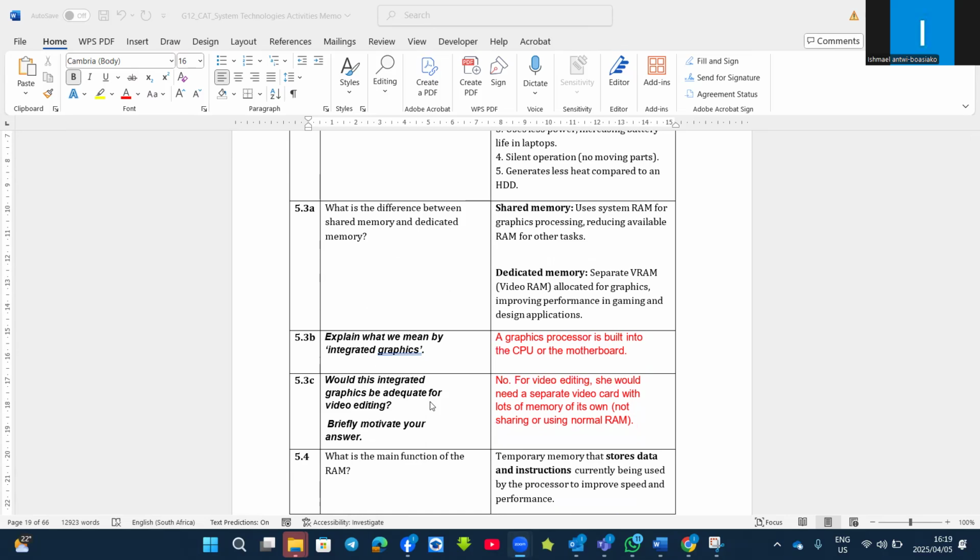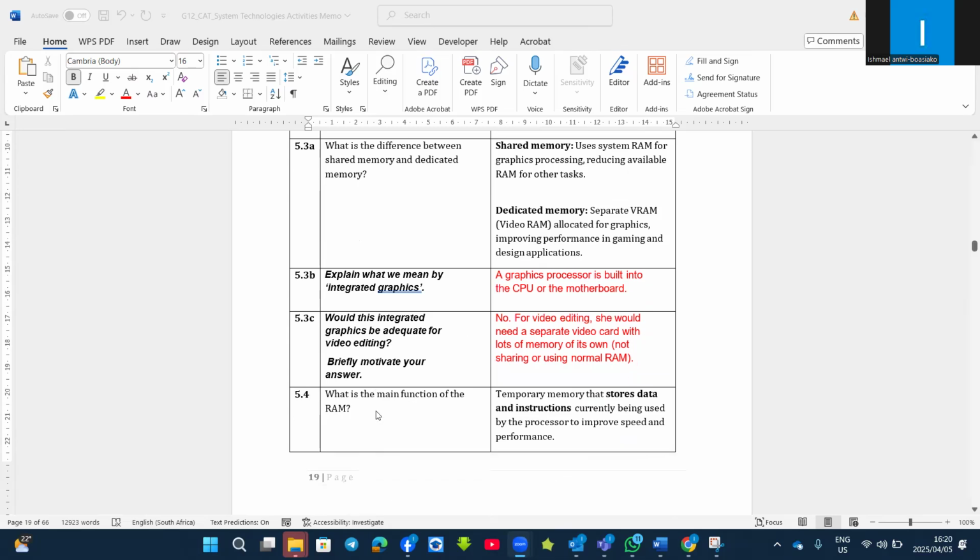Would this integrated graphic be adequate for video editing? No. Like I said here, the integrated graphics uses shared memory, so it will not be enough. If you want to do video editing or other things, you need a dedicated memory as well. So for video editing, she would need a separate video card, which has a lot of memory as well. That is the answer to this question.